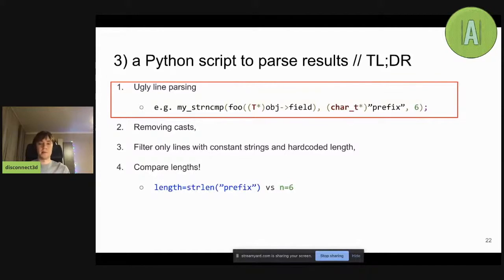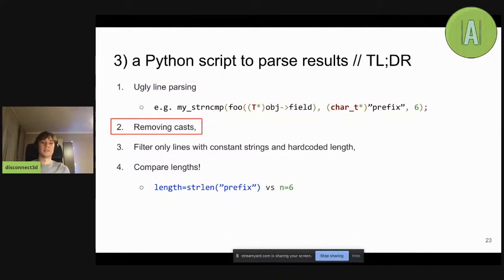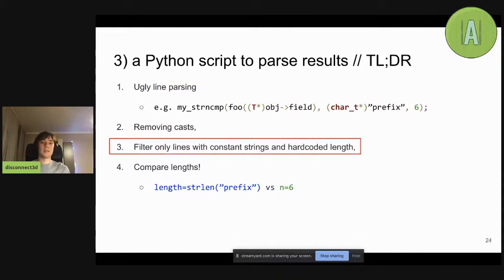And then this is also compared to a string literal that sometimes is also cast to something. I don't know really for what, but okay. And there is this hard-coded value. So we also have to remove those casts and not really care about one of those values. We only want to filter those cases where one of the arguments is a constant string literal, because we can calculate this length, and when there is also a hard-coded length.